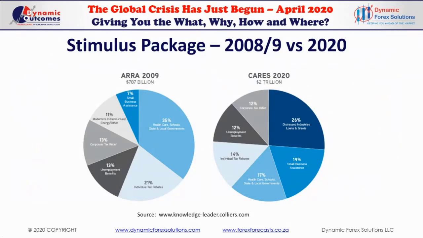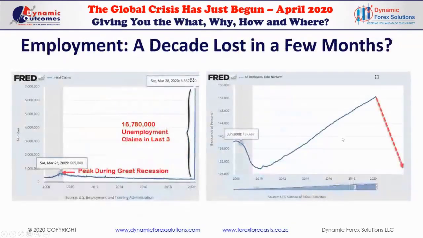Okay, just an example is the stimulus package. We look at what was done in 2008, 2009 versus so far this year. As we can see, 2008, 2009, 787 billion. So far, 2 trillion. So clearly, the problem is far bigger than we had in 2008, 2009, and government is realizing it. So just another indicator, it's a far bigger problem than 2008.